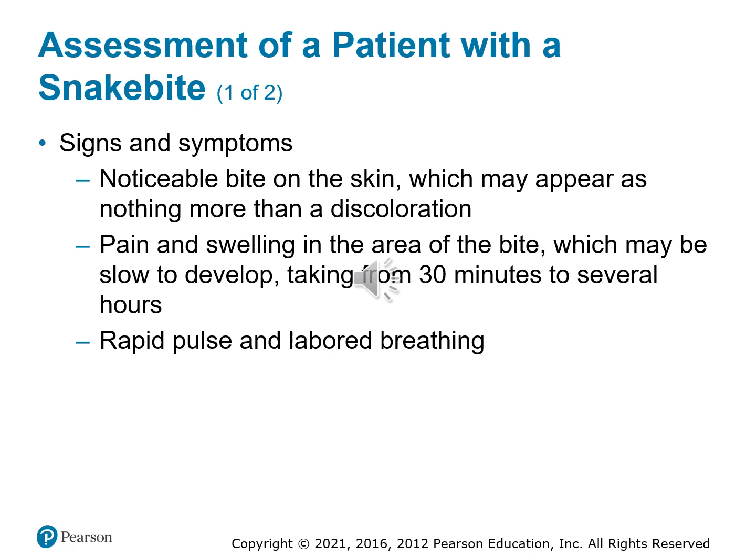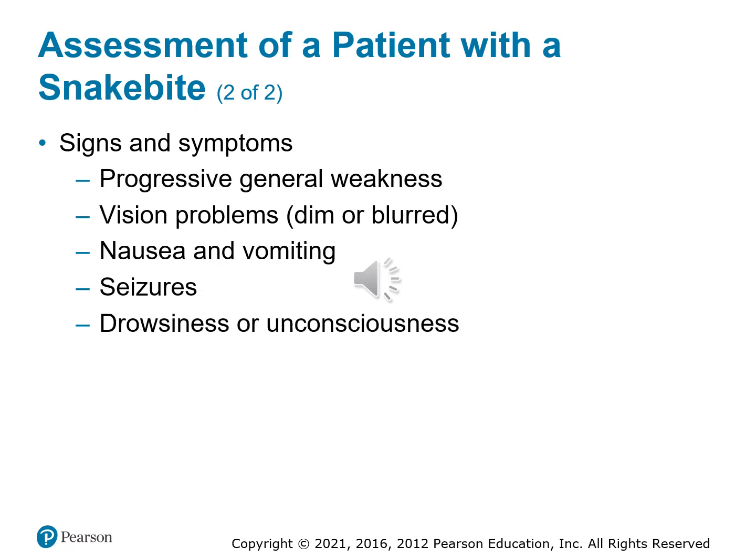You could see the potential for a rapid pulse and labored breathing. If the toxins have been introduced, this could be one of the signs. A patient may have progressive general weakness. They may see vision problems where things are kind of dim or blurred. They may have nausea and vomiting. They may have seizures, and then they may have drowsiness or unconsciousness. Again, like we talked about, cardiac arrest and death are going to be rare in these circumstances, unless they have a specific anaphylactic reaction to the venom that's been introduced to them.